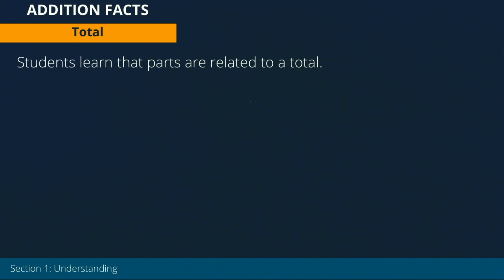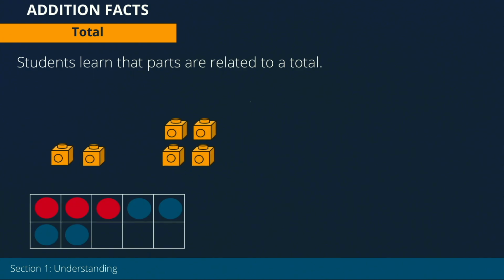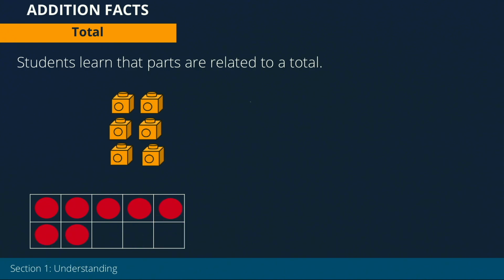We already talked about this where we have parts put together for a total. Here I could add those 2 plus 4 cubes, or I could add those 3 plus 4 counters. There I can see 2 plus 4 is 6, or 3 plus 4 is 7. I'm putting those parts together for a total.